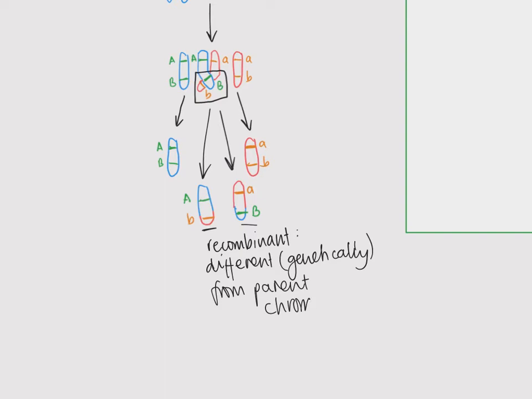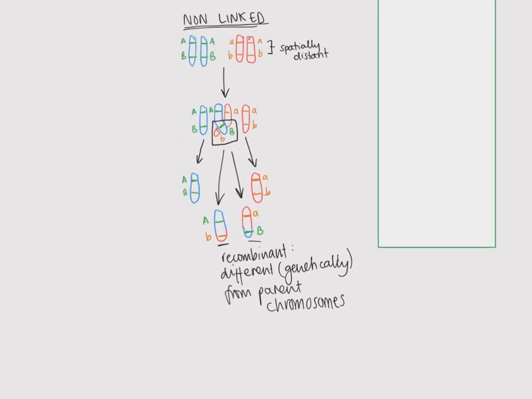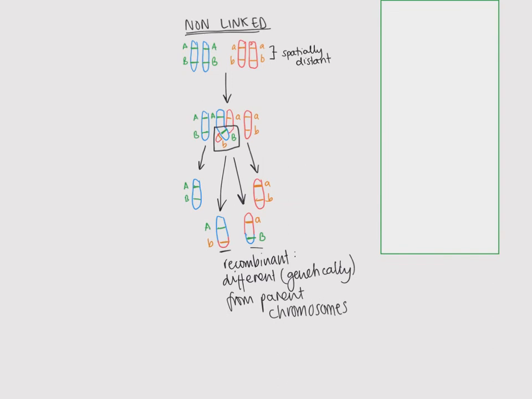Okay, so you can see there that in non-linked genes, because those gene loci are so spatially distant, they're far apart, the arms of the chromosomes are able to cross over in the space between them. Okay, and that gives rise to those recombinants, that genetic difference. We can get crossing over of those genes because they're not very close together.